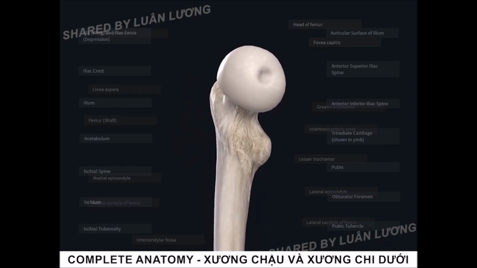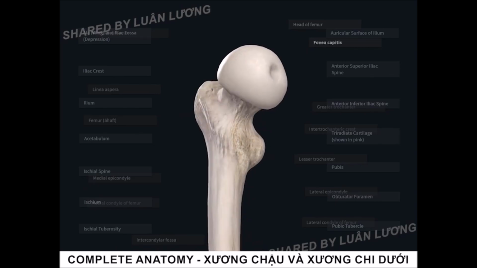Now, on the medial side of the head of the femur, there is a small depression, or a pit, and this is known as the fovea capitis. So again, that will help you with orientation, and that will be directed medially.